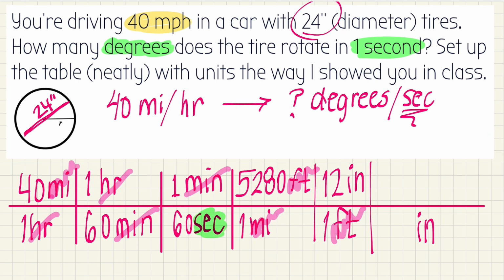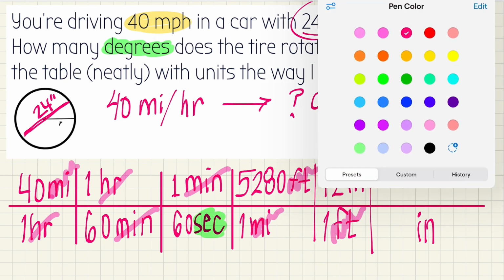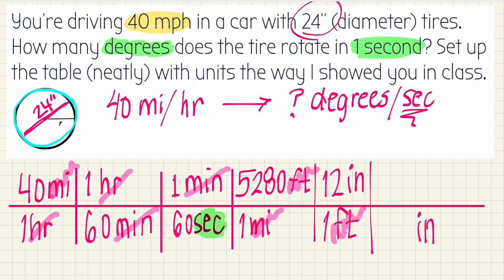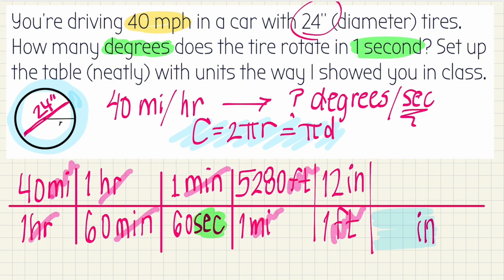Now, how many inches are going to represent 1 rotation? How many inches will represent 1 rotation of the tire? That is what's going to go down there. Well, that's the outside part of the tire, is it not? And the outside part of the tire is the, did you say it? Circumference. So circumference formula is either 2 pi r, or in other words, pi times diameter.